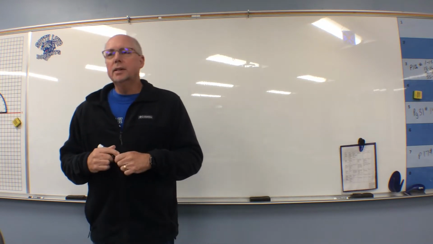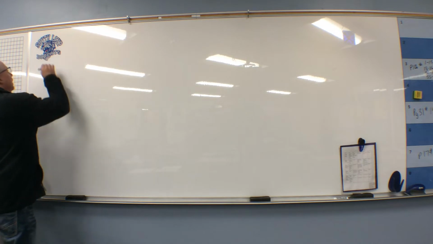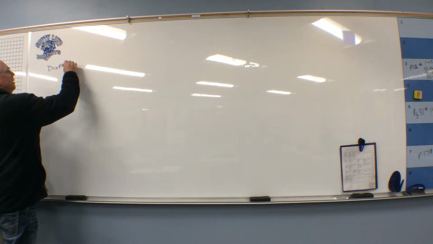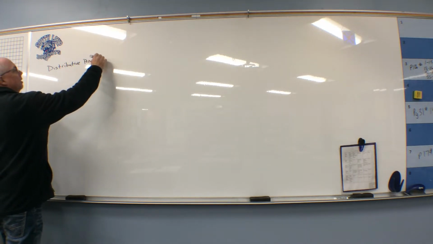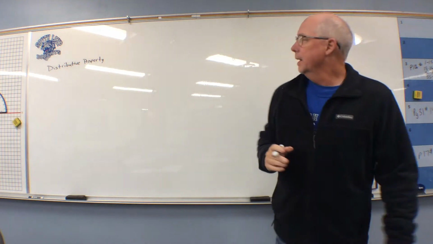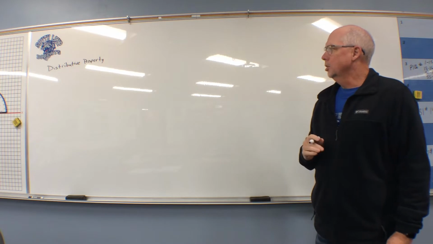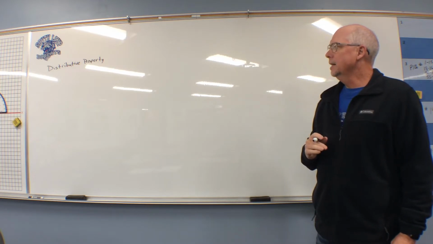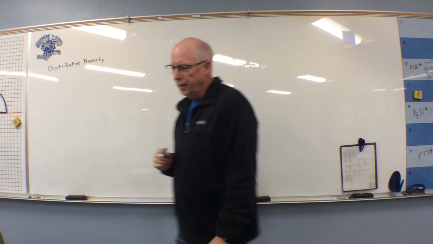Now, the one that we're going to talk about today is called the distributive property. In the old days, the distributive property was called the distributive property of multiplication with respect to addition. However, they have dropped that part of it and simply called it the distributive property. Distributive is spelled D-I-S-T-R-I-B-U-T-I-V-E. You need to know how to spell that.